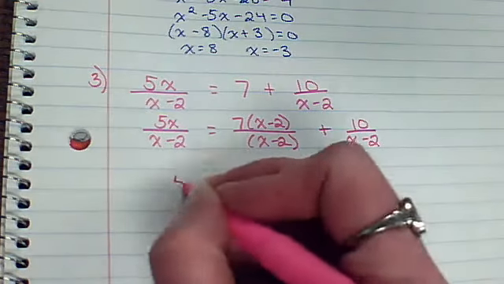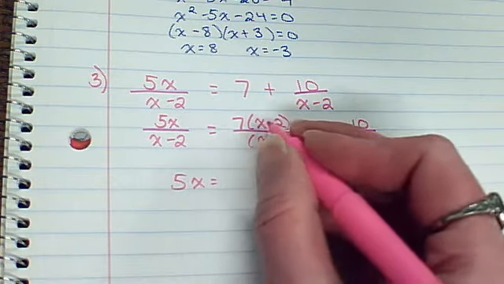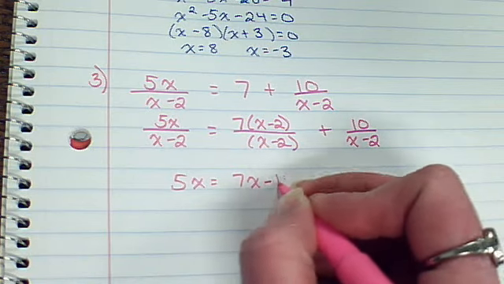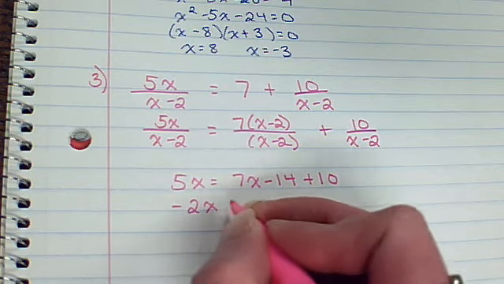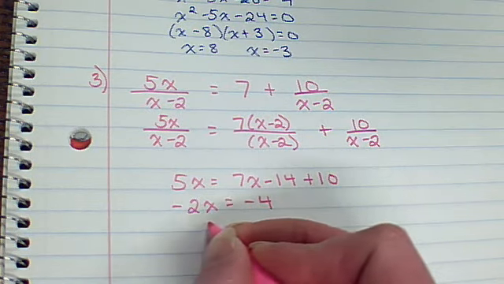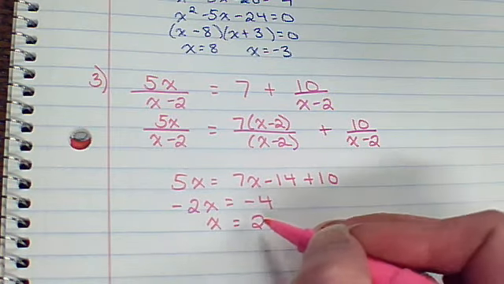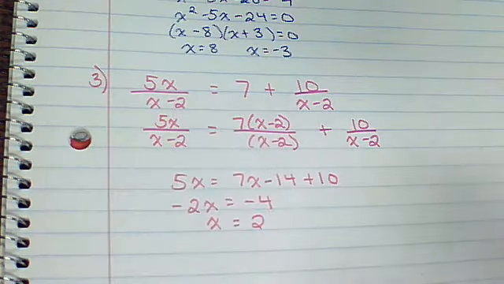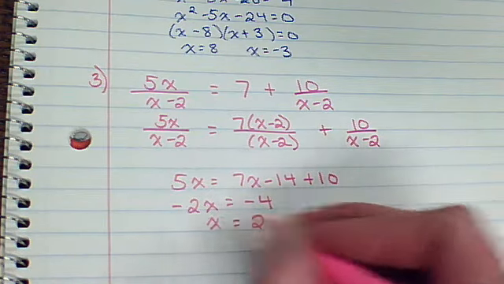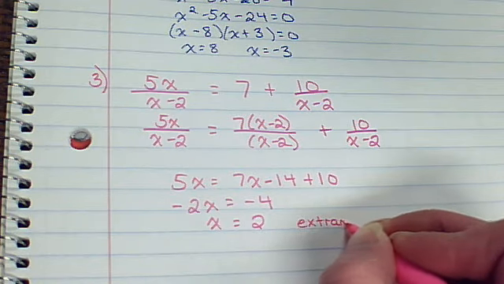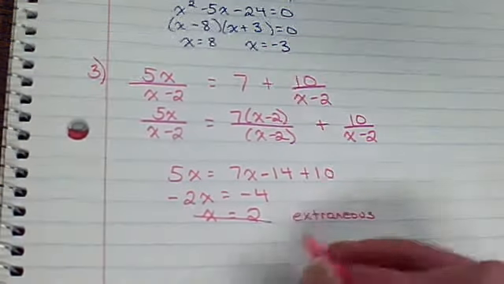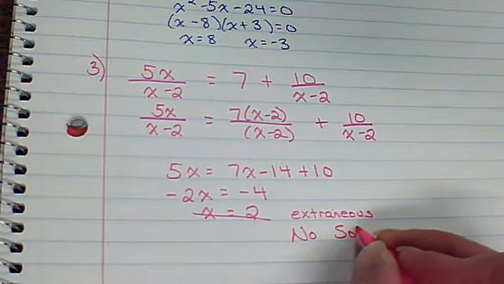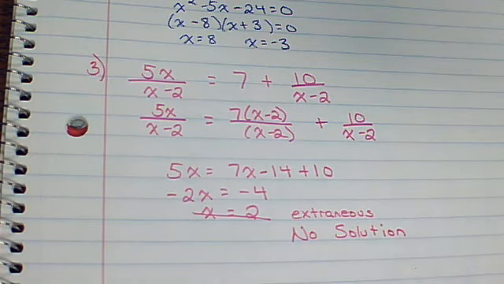So here we go. 5x is going to have to equal, let's go ahead and distribute, 7x minus 14 plus 10. It's going to be a negative 2x equals negative 4. So I get x equals 2. And let's check our answer. When I plug that back in, I get 0 in the denominator. So this is an extraneous solution. Now, if we had more than one option, we would have just marked this one out and gone with the other. But on this problem, since that was our only option for answer, we get no solution.